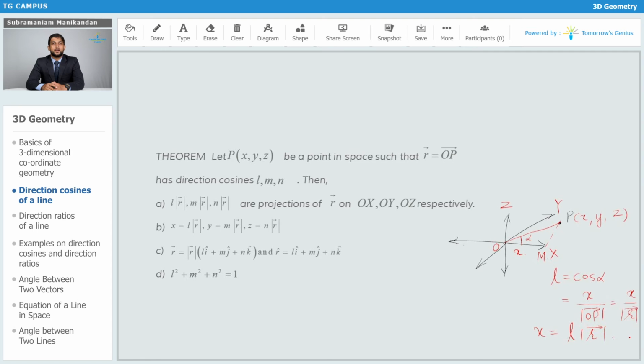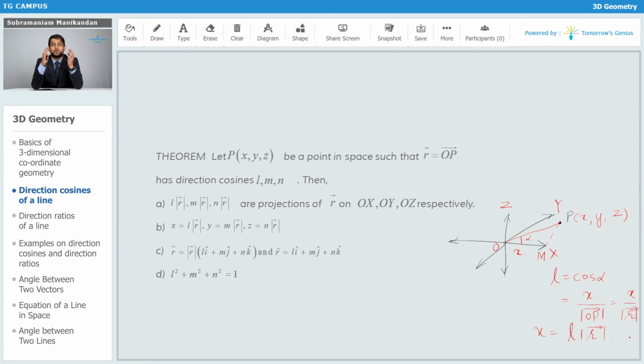Likewise, you can get the y coordinate as m times the magnitude of r bar and the z coordinate as n times the magnitude of r bar. So these projections, the shadows of the line OP which fall on the respective x, y and z axes, are what we call adjacent sides in trigonometry. Therefore, x is equal to l times the magnitude of r bar, y equals cos beta, that is m, times the magnitude of r bar, and z is equal to cos gamma, that is n, times the magnitude of r bar.